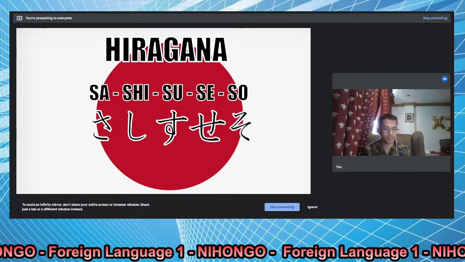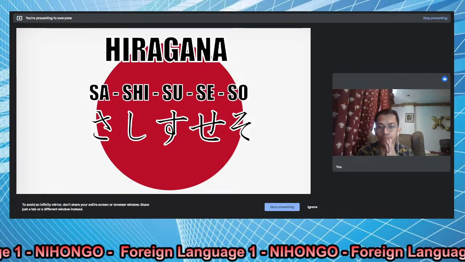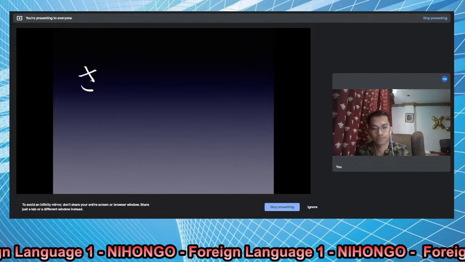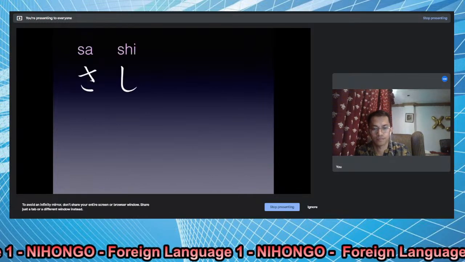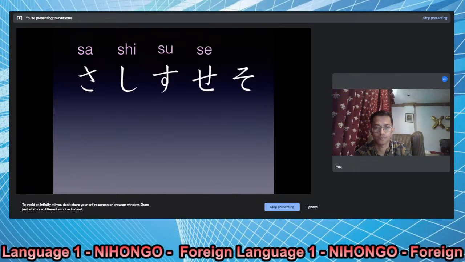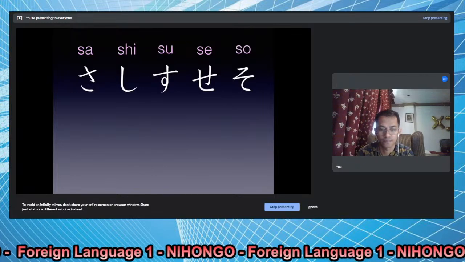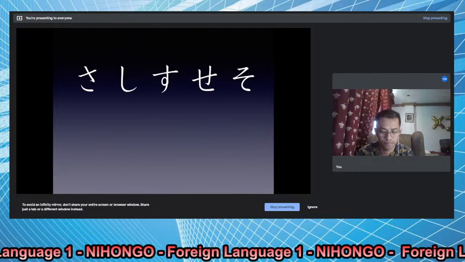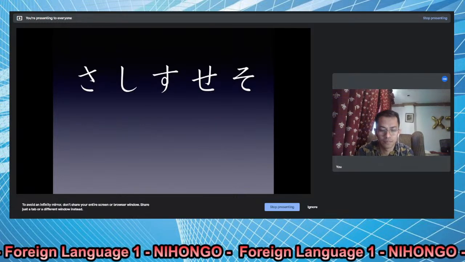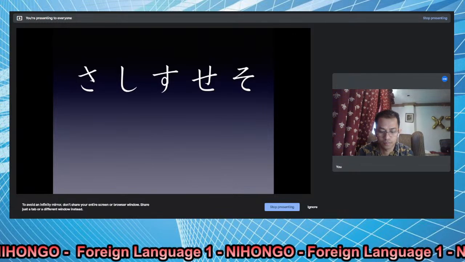Okay, so our next hiragana set is from the consonant S group, which is sa, shi, su, se, so. Here's the pronunciation of today's letters. Sa, shi, su, se, so. Again, it's not sa, si, su, se, so. This is sa, shi, su, se, so.